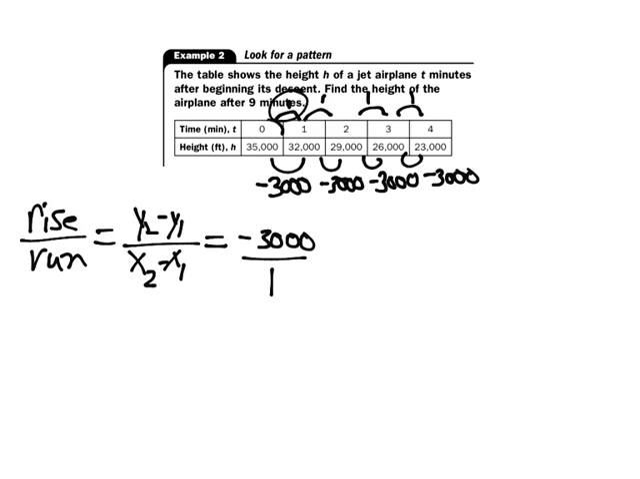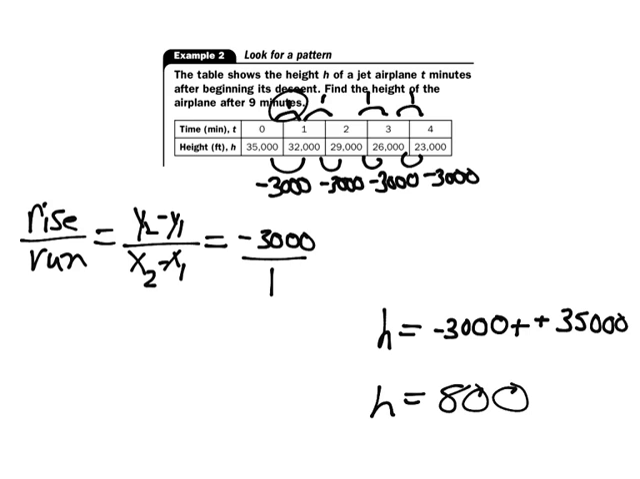And our y-intercept is right here. So therefore h equals negative 3,000 T plus 35,000. If we put in 9, we end up with negative 27,000, or 8,000 when you add it to 35. So 8,000 feet.